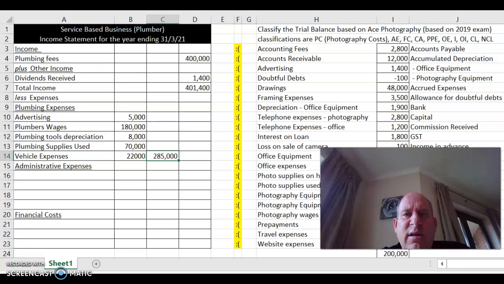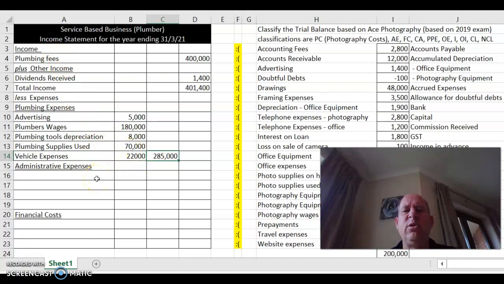The other one that's quite tricky there is website expenses. You've got to think again, what's the purpose of the website? Is that about an interaction with the customer, which it normally is, so that'll go here, or is it about the administration? Then it would go under admin. So vehicle expenses we've put here as a plumbing expense.